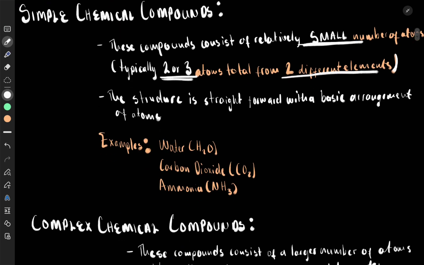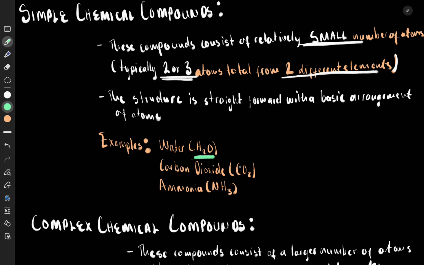So here's an example of what we mean. Look at this. How many elements do we have in here? We have 1 being hydrogen, 2 being oxygen. So we only have 2 types of elements. And how many atoms do we have together in here? We have 3. 2 from hydrogen, 1 from oxygen. And this makes it a simple chemical, right?